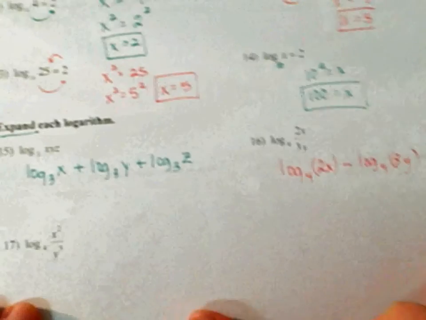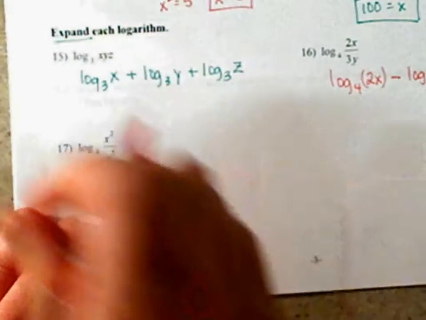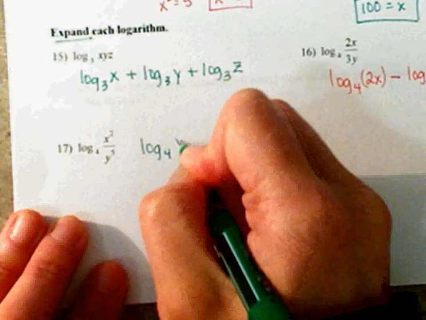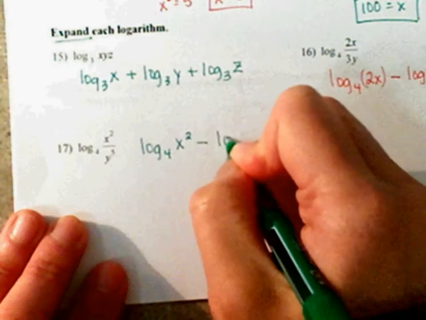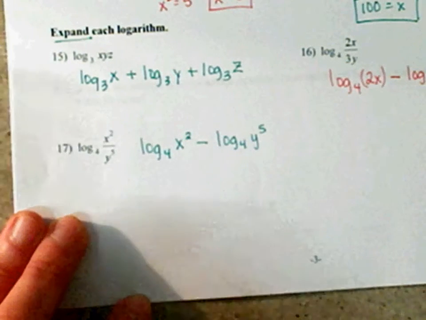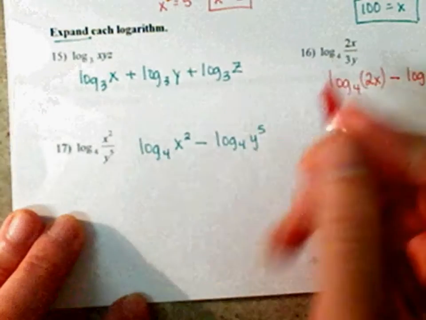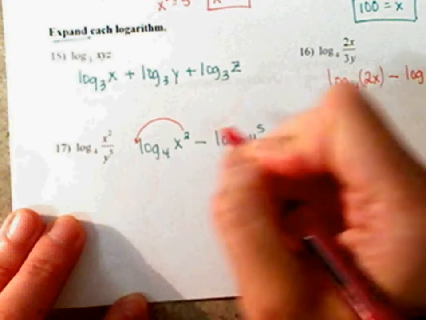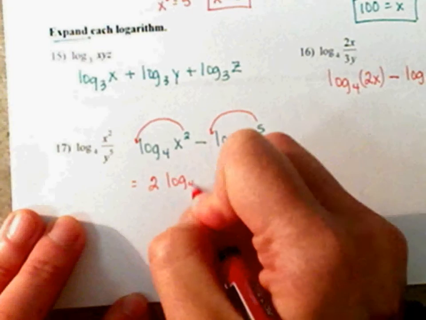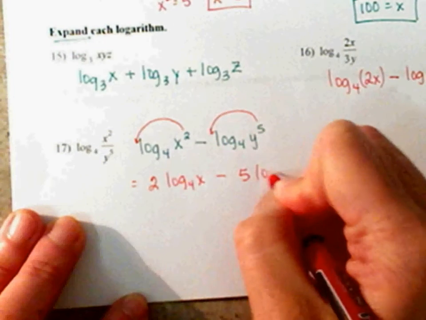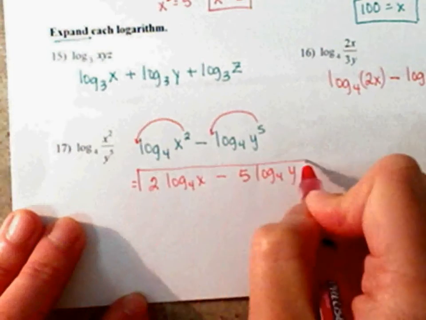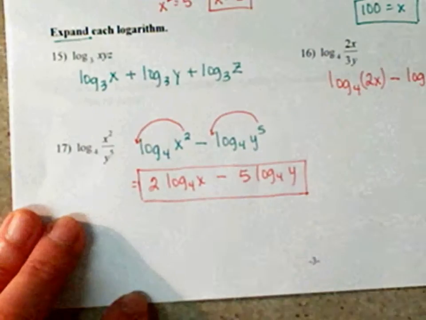Let's look at number 17. We're going to expand this as well. So log base 4 of x squared minus log base 4 of y to the 5th. Now, if you take a look, you have an exponent. So when you're expanding, you need to move the exponents to the front. So the final answer is 2 log base 4 of x minus 5 log base 4 of y. And there you have your solution for number 17. Let me go ahead and circle these as well.